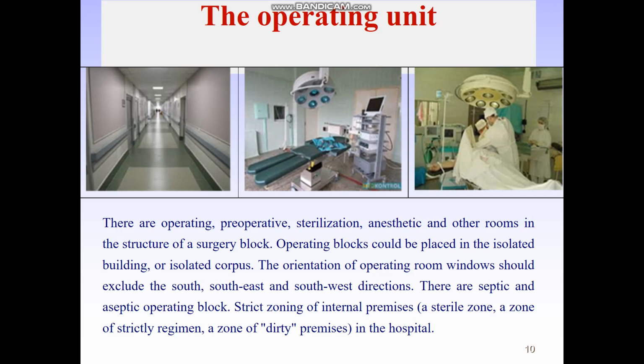Entrances to the operating block for personnel should be organized through a sanitary inspection room and for patients through a sluice. There are septic and aseptic operating blocks with condition of strict zoning of internal premises: a sterile zone, a zone of strict regime, and a zone of dirty premises in the hospital.